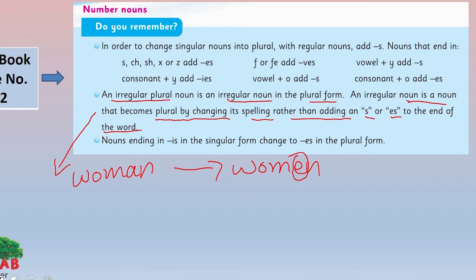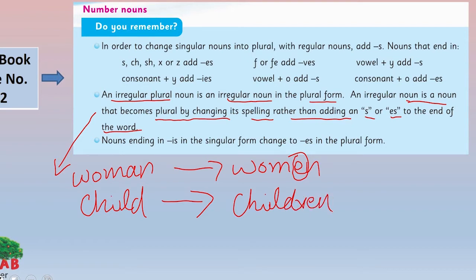Let me give you another example. Child is a singular form. Its plural will be children. Yes. Mice is a plural form and its singular will be mouse.